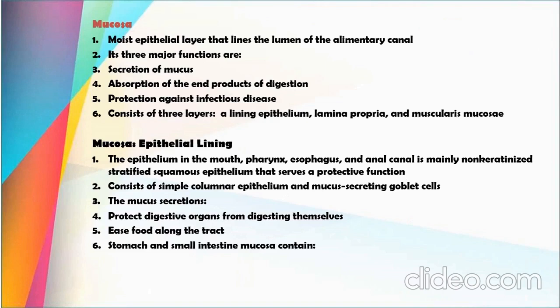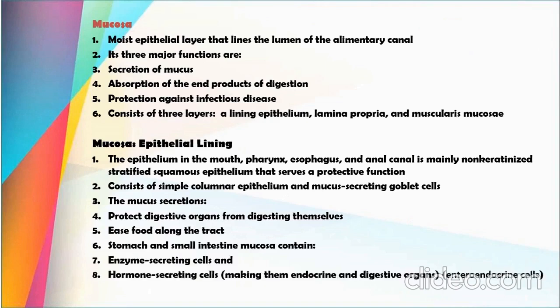The stomach and small intestine mucosa contain enzyme-secreting cells and hormone-secreting cells, which make them endocrine as well as digestive organs. This hormone-secreting cell is also called the enteroendocrine cell.